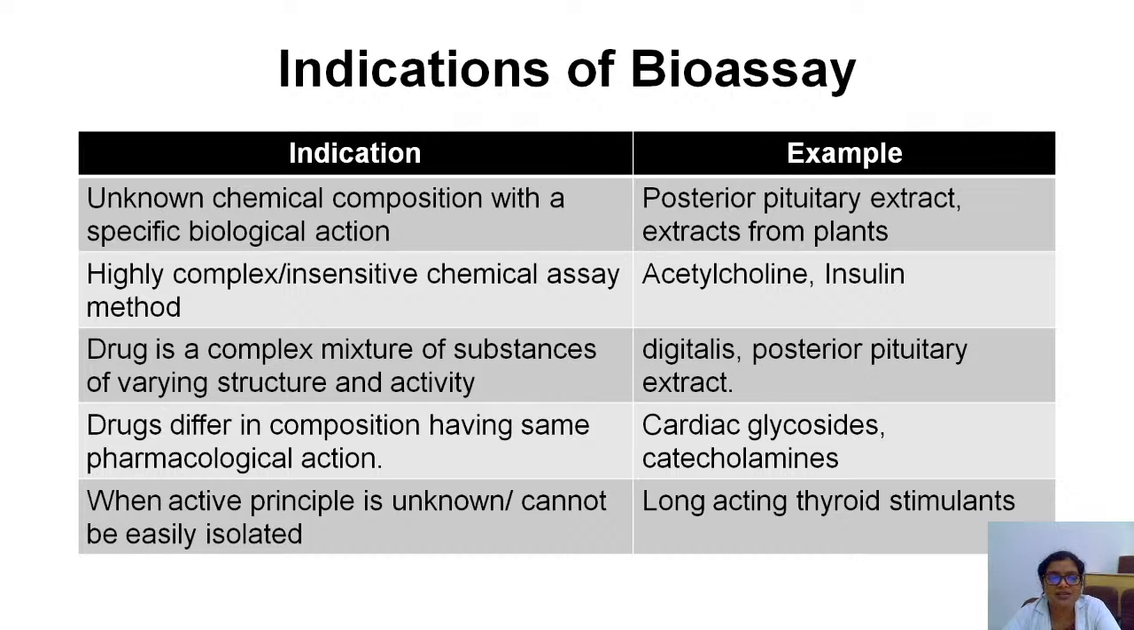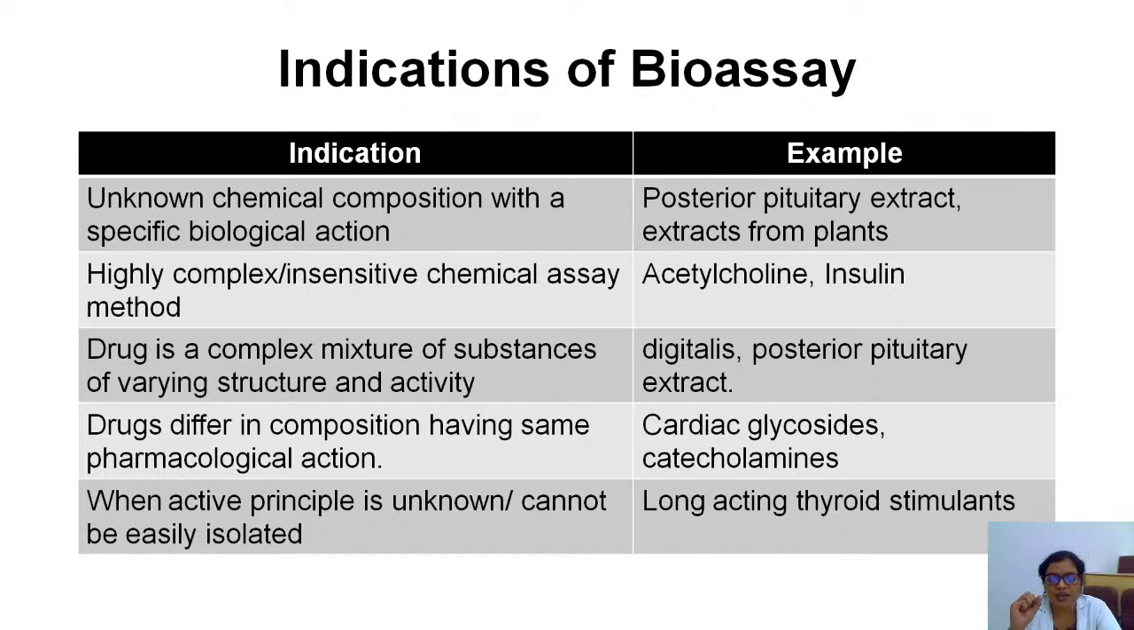Next is if the chemical assay is very complex or highly insensitive. What I mean by insensitive is that when you're doing the assay, it may not give you the same result every time. So it mainly applies to biological molecules like acetylcholine or insulin, although very recently chemical assays for insulin are used. Until recently, biological assays were used to estimate the concentration of insulin. If you have seen biological drugs, they are always defined in units: 1 unit of insulin, 1 unit of any enzyme. The unit is always defined in terms of activity, not in terms of concentration.